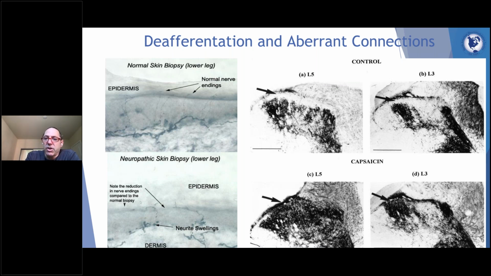So the image on the right, there's the control level in A and B, where you can see that there's no staining for the mechanical non-nociceptive fibers in the superficial dorsal horn. It's restricted to deeper levels of the dorsal horn until you deafferent the level of that dorsal horn. And after nerve injury and deafferentation, nerve fibers which are not nociceptive will grow into nociceptive areas of the dorsal horn. And this is another reason for allodynia and abnormal pain processing that's difficult to manage in patients with nerve injury.